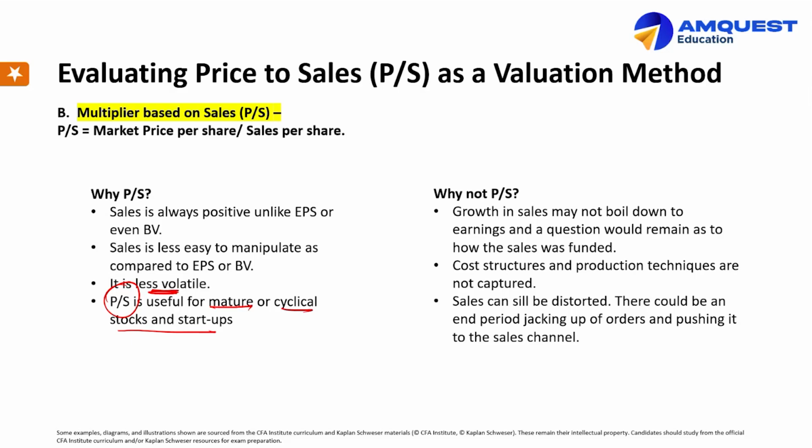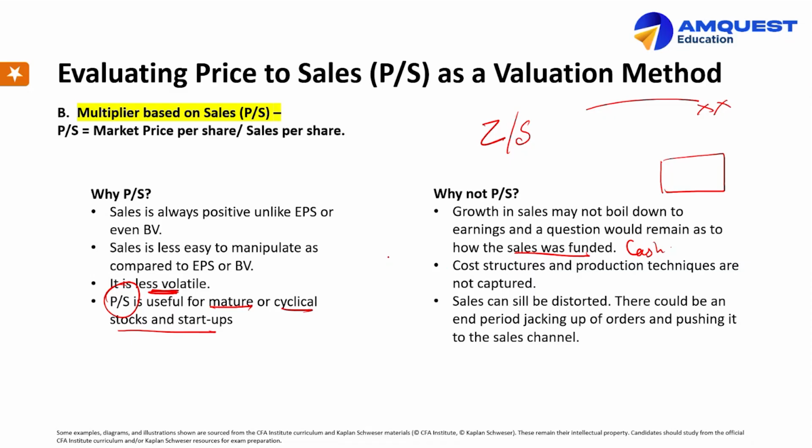Why not PS? Growth in sales may not boil down to earnings, and a question will remain as to how the sales was funded. So let's take the example of Zomato, Swiggy, or any cash burning business. इनकी सेल्स तो इंक्रीज हो सकती है, बट ये कभी भी प्रॉफिट जनरेट नहीं कर पाएंगे. क्यों? क्योंकि ये कैश बर्न कर रहे हैं इन ऑर्डर टू जनरेट दिस सेल्स. तो ये एक्चुअली अच्छी बात नहीं है. ठीक है, so that is why sales may not boil down to earnings, because there was a question how the sales was funded. तो ये cash burn करके अगर ये sales fund हुआ है तो it's not a good sign.